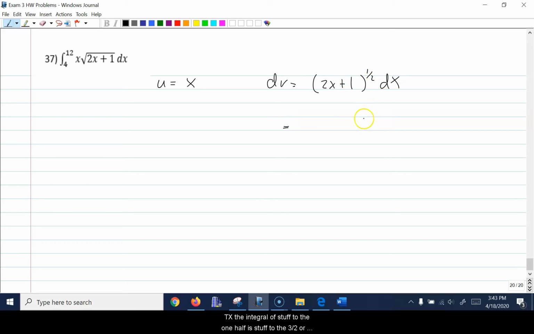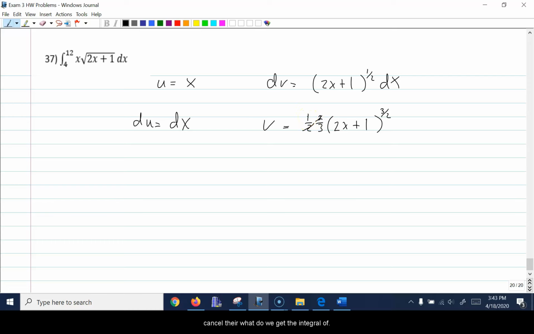The integral of stuff to the 1/2 is stuff to the 3/2 with a 2/3 out front. But because there's a constant of 2 here that's going to get pooped out by the chain rule when I take its derivative, I want to divide by that too. This is just like integrating e to the 2x, but feels a little harder. du is the derivative of this, which is 1, dx is just dx. The 1/2 and the 2 can cancel there.